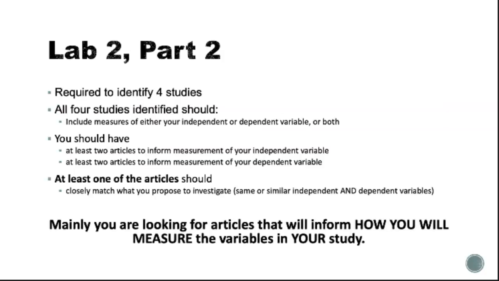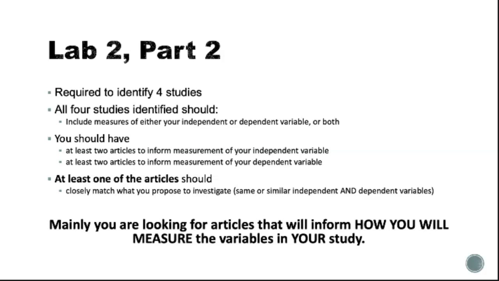So you need to identify 4 studies, and all 4 studies need to include measures of either your independent or your dependent variable. Ideally, they should have both. So let's say that I'm looking at caffeine consumption and GPA, then I would want to have studies that look at caffeine consumption, my independent variable. Maybe they look at a different dependent variable. And then I find studies that look at GPA and how that's measured. But ideally, I would find 4 studies that look at both caffeine consumption and GPA.